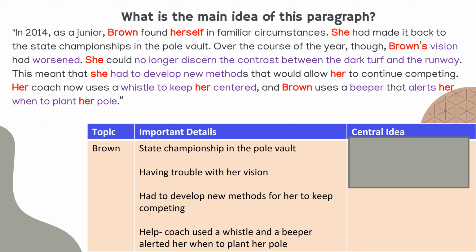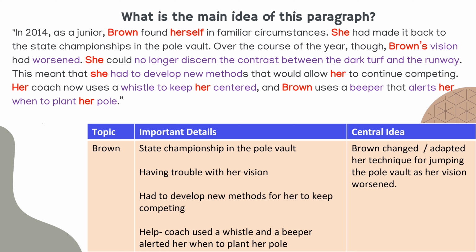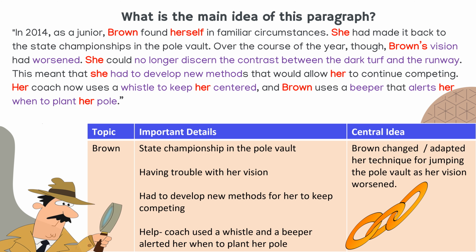So, how is the topic related to the details? We stop and think about that. What is the main point the author is trying to make? That Brown changed or adapted her technique for jumping the pole vault as her vision worsened. So if you notice, the central idea is not directly stated in the paragraph, we had to infer it, and we were able to infer it based on the details. So we saw how they were connected, and that's what leads us to our central idea statement.